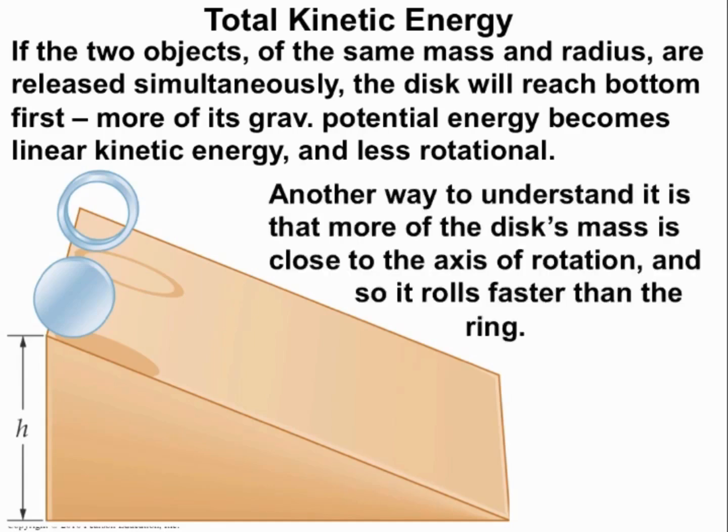And that's why another way to understand this race, if you will, between the disk and the ring is that more of the disk's mass is close to the axis of rotation, and so it rolls faster than the ring. Therefore, if you're going to race these two, the disk is going to win. The disk is going to win the race.